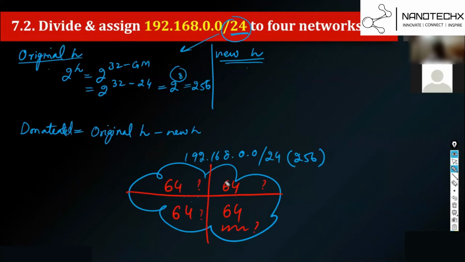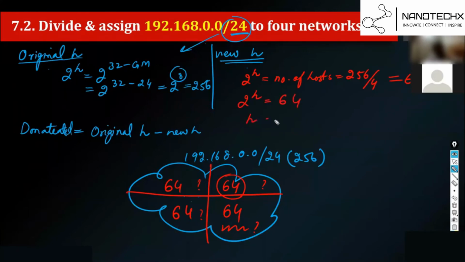So what will be the value in these new ones? If the total number of hosts is 64, what is the formula for that? Again the same formula: 2 raised to power H is equal to the number of hosts, which is equal to 256 divided by 4. It means 64 will be there in each of them. So 2 raised to power H is equal to 64.